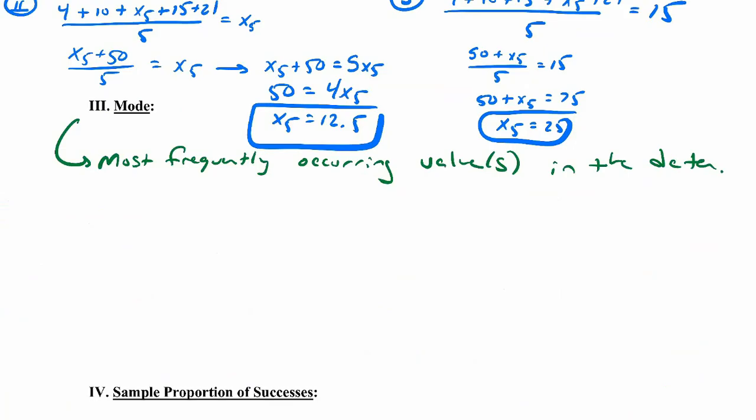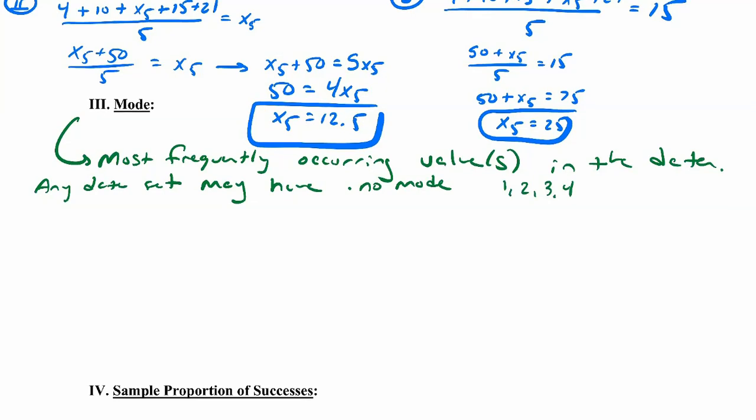Now, you can have more than one mode. Any data set may have no mode. That's when every single number shows up exactly the same number of times. 1, 2, 3, 4. There's no mode in that data set. 1, 1, 2, 2, 3, 3. Even though the numbers show up twice, there's no mode. Everything shows up the same exact number of times. Okay, so when every data value shows up the same number of times, there's no mode.